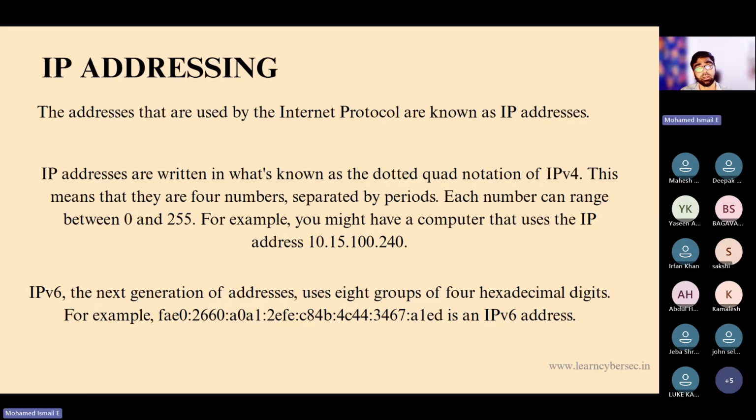IP addresses are written in what is known as dotted quad notation. Dotted quad notation means when I say an IP address, it looks like 10.0.8.1. That dot is there, right? So that indicates the quad notation of IPv4. This means there are 4 numbers separated by periods, which are dots. Each number can range between 0 and 255. For example, you might have a computer that uses the IP address 10.15.100.240. So each octet, or each quad, is between 0 and 255.